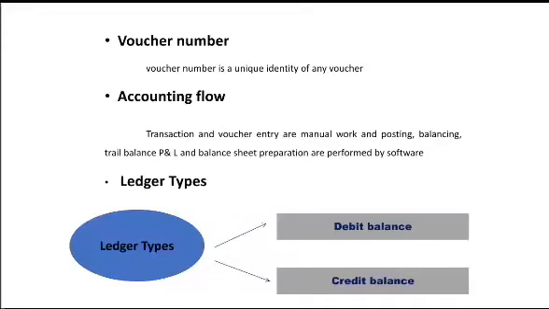Next one is ledger types. Here you see ledger types. Basically, ledgers are divided into debit balance and credit balance. This debit balance and credit balance carry debit values and credit values. In debit balance, assets and expenses are maintained. In credit balance, incomes and liabilities are maintained. These two things are at last allocated in profit and loss account. Then it is focused on the balance sheet for balance sheet preparation.